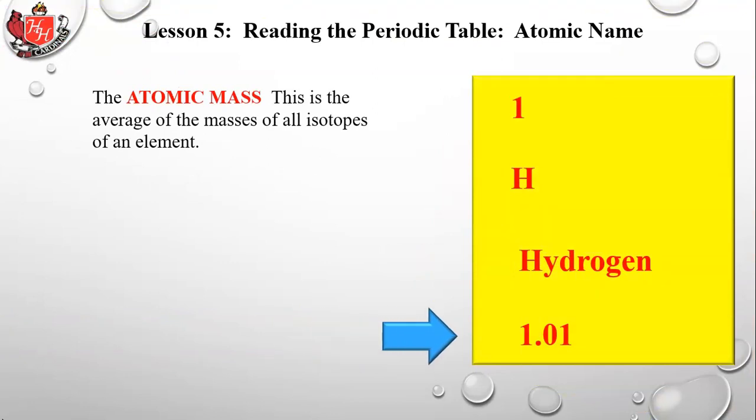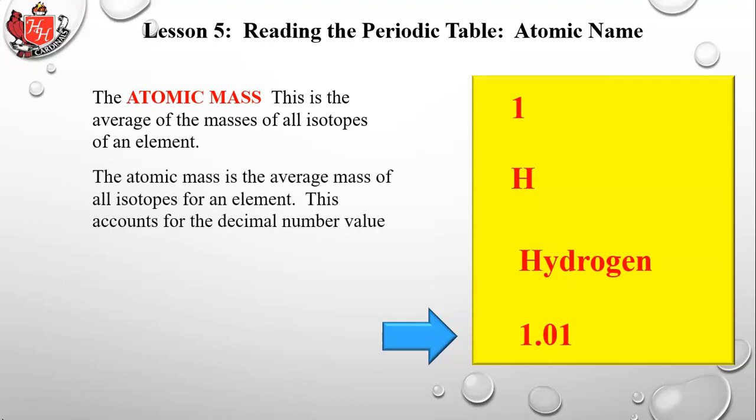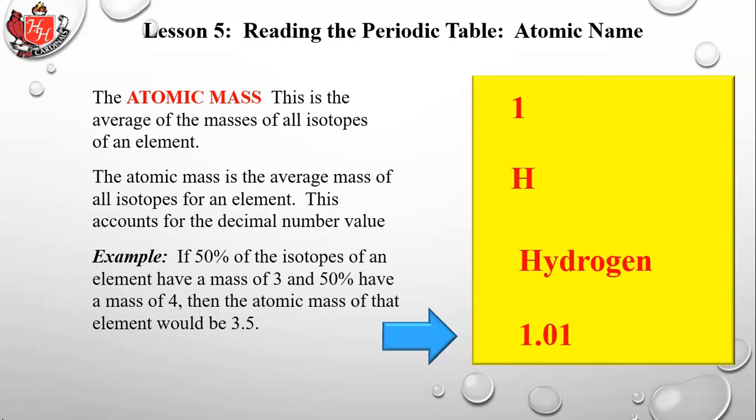Atomic mass. This is the average of the masses of all isotopes of an element. This accounts for the decimal number value. So here's a quick example. If 50% of the isotopes of an element, not hydrogen, have a mass of 3 and 50% have a mass of 4, then the atomic mass of that element would be the average of those two numbers, which would be 3.5. Look at hydrogen, it's 1.01. So let me give you an example.